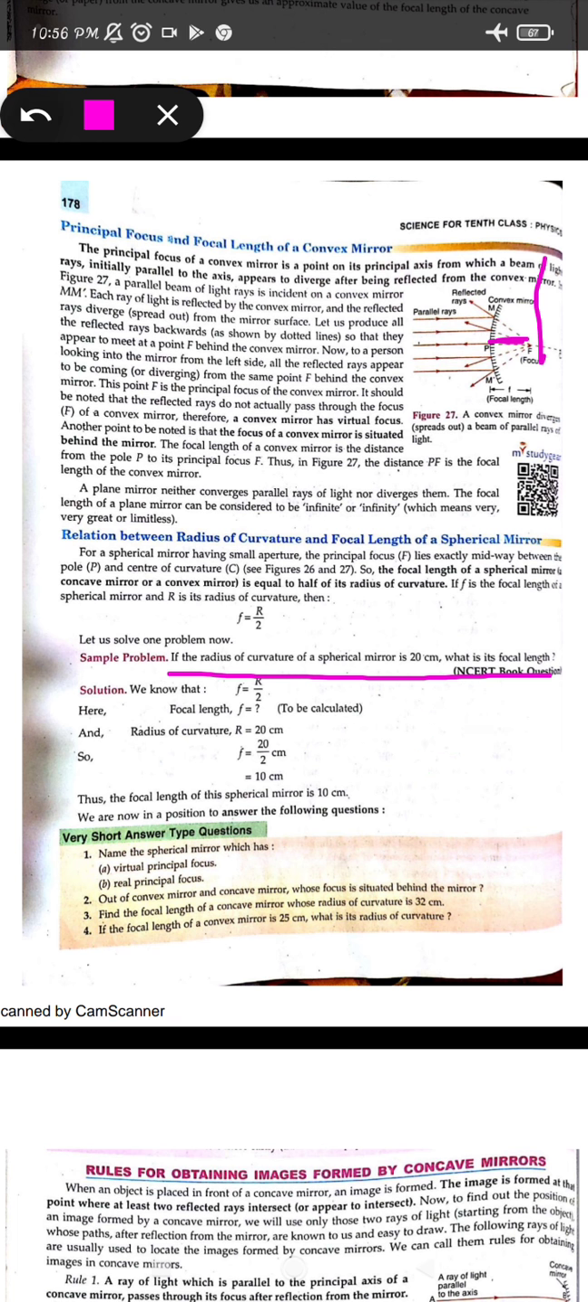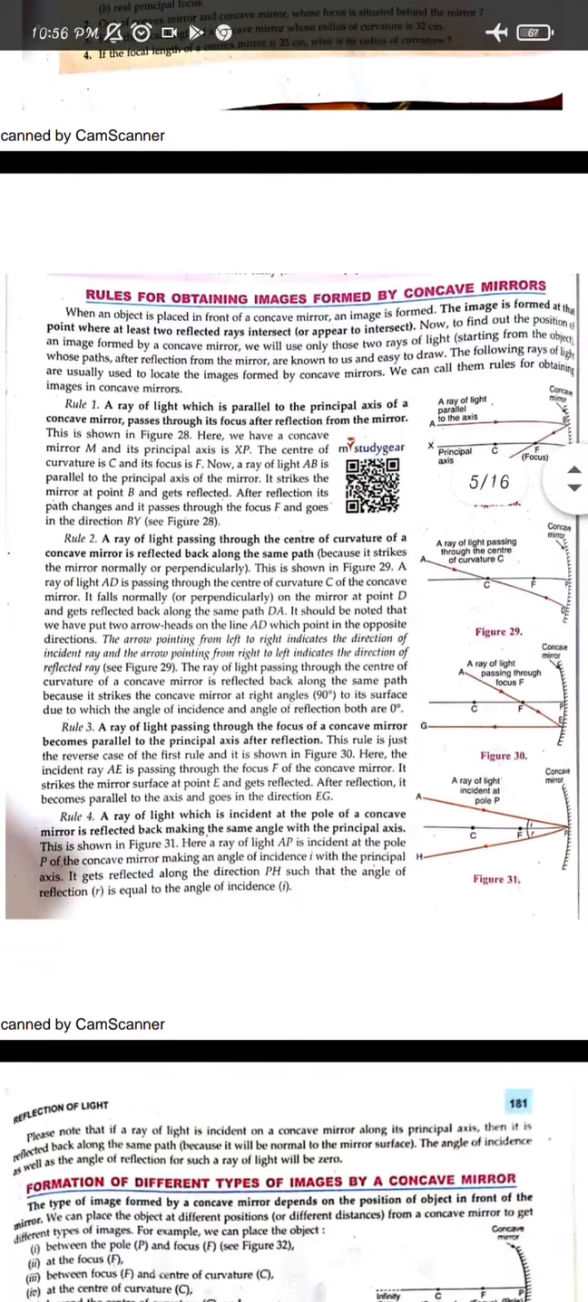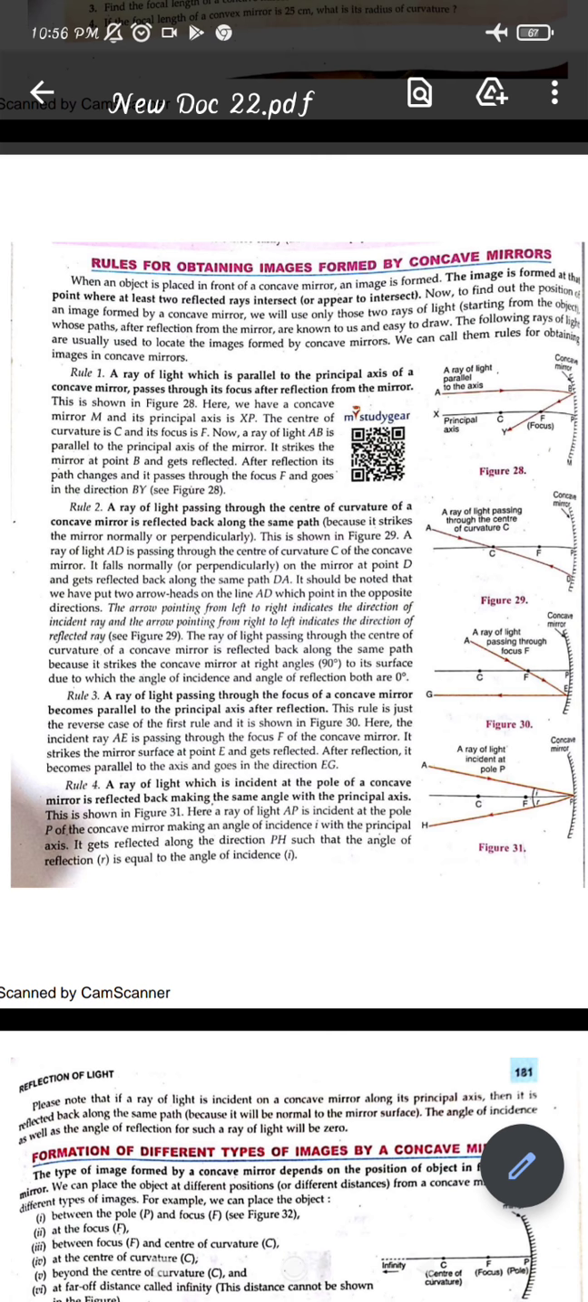Next, we will see the rules for obtaining the images formed by the concave mirror. So here are some rules. These are the 4 rules in which you have to remember how the light rays reflect back and what the rules are to get the image by the concave mirror. We know that in the concave mirror, the bent in surface is the reflecting one. So the light rays will reflect from the bent in surface and back towards the front. So the focus will be present in front of the mirror itself.